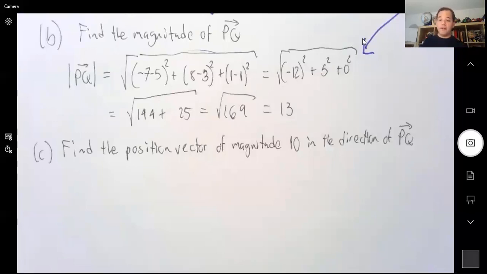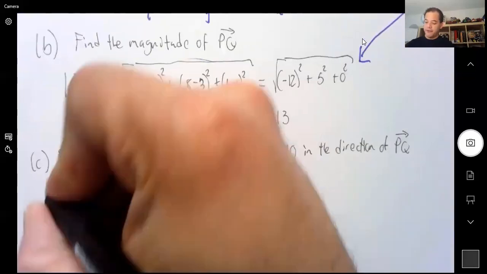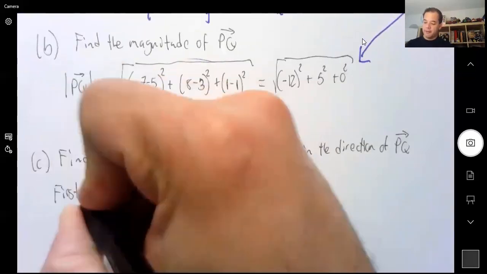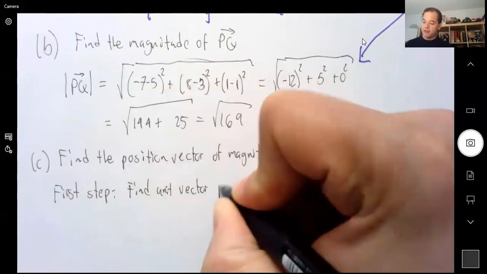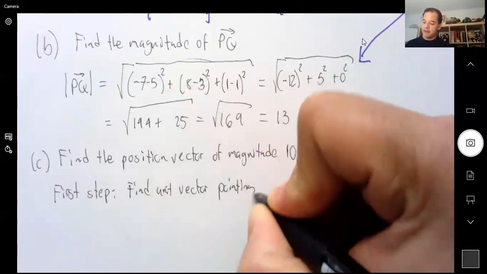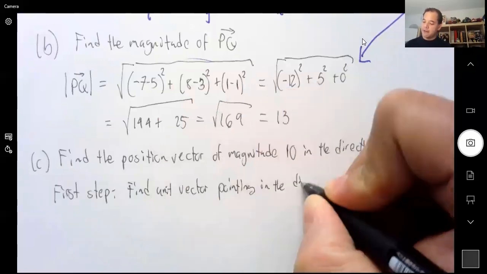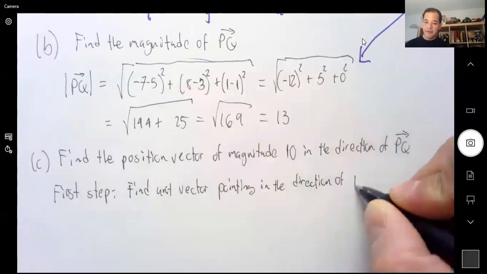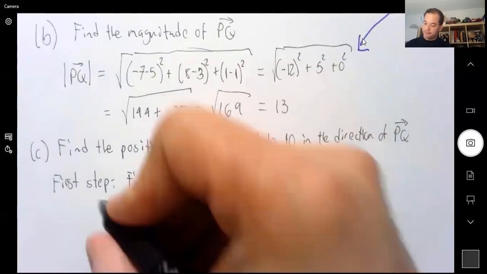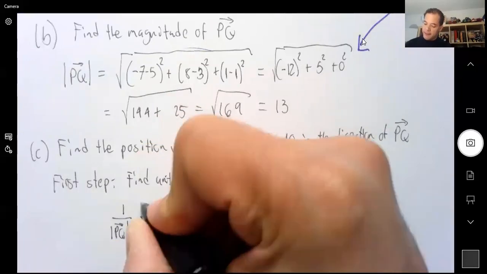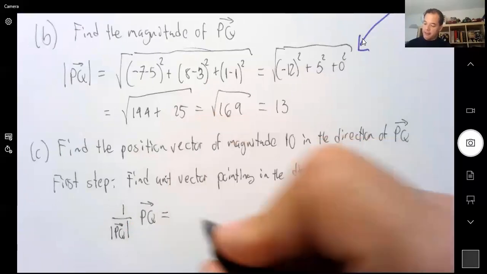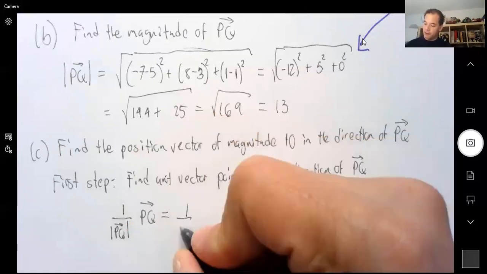And the way we do that is by multiplying by 1 over its magnitude, right? So that's the first step. So first step, find unit vector pointing in the direction of PQ. And that's easy, right? We just do 1 over its magnitude, PQ. And 1 over its magnitude is 1 over 13.